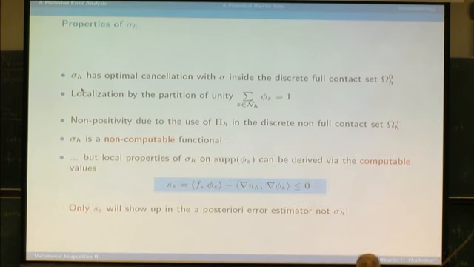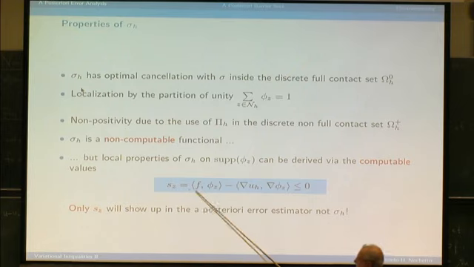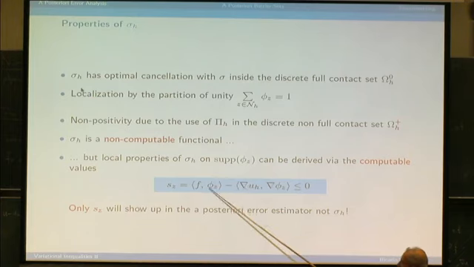The estimates, as you will see in a second, depend on these things. They do not depend on the definition of sigma. Sigma is a quantity that is good for theory. It depends on these quantities, f and the gradient of u against a test function phi z. Phi z is a hat function. This has a sign because it comes from the variational inequality.